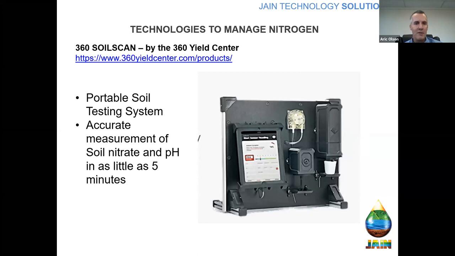So picture this: a 2 foot by 2 foot box that you can put in the back of your truck. You drive out, do some different soil testing. In an hour, you have a good idea of what's happening with nitrates in your field. So you're not putting too much nitrogen on. You can adjust your nitrogen based on this, and it's really a phenomenal tool.